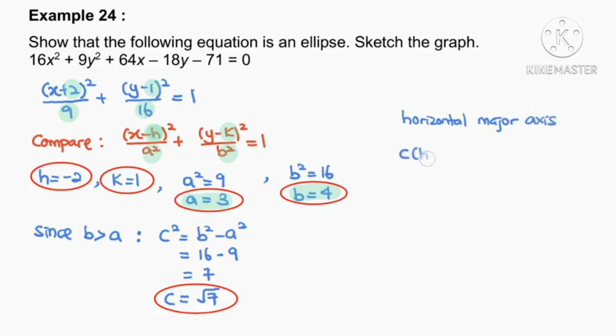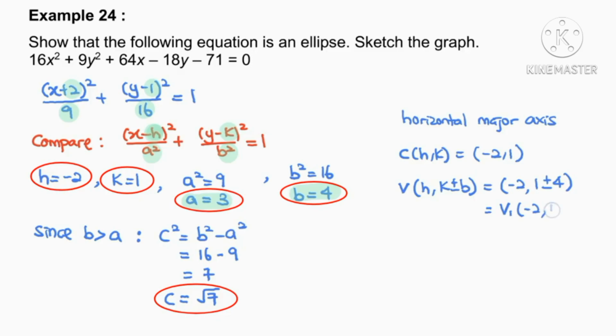So this means the ellipse has a vertical major axis. So the center is h, k, which means the coordinate is negative 2, 1. For vertices it is h, k plus or minus b. So we have negative 2, 1 plus or minus 4. So over here there are two coordinates. The first coordinate we let as v1 is negative 2, 1 plus 4 is 5, and the second coordinate is v2, negative 2, 1 minus 4 is negative 3.